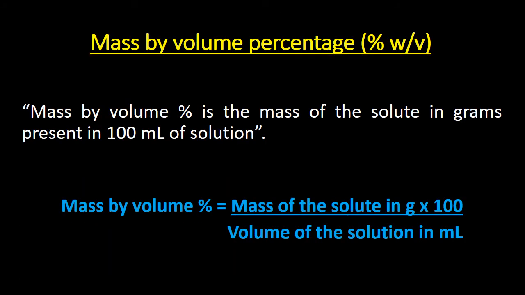Let us know what do you mean by mass by volume percentage. Mass by volume percent is the mass of the solute in grams present in 100 ml of the solution. This can be given by the following expression: mass by volume percent is equal to mass of the solute in gram into 100 divided by volume of the solution in ml.